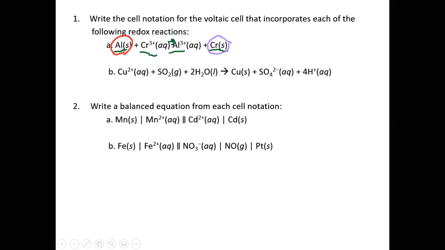So now if we were to write the shorthand notation, it'd be aluminum solid, single line, aluminum plus 3 aqueous, double line, chromium plus 3 aqueous, single line, chromium solid. And that's the shorthand notation for this electrochemical cell.